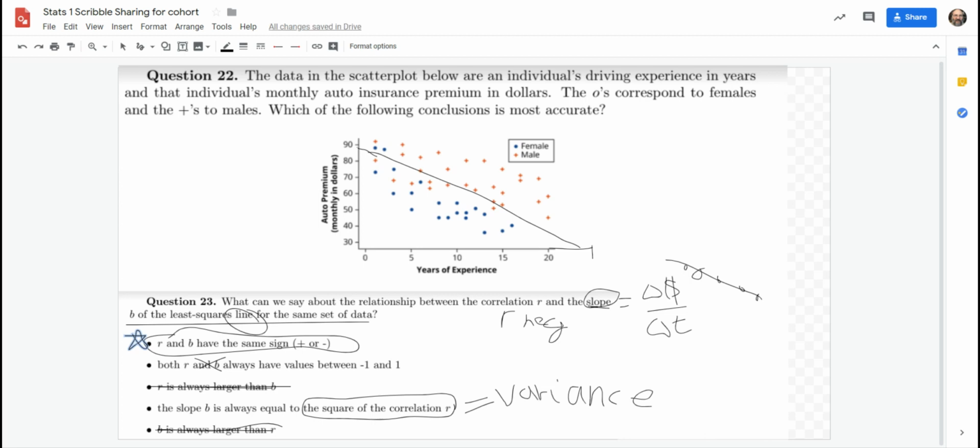There you go. There's a lot to it, but when you boil it down to just looking at it and knowing, oh, they're both negative, that's about it. Everything else depends on the units. And there it is.